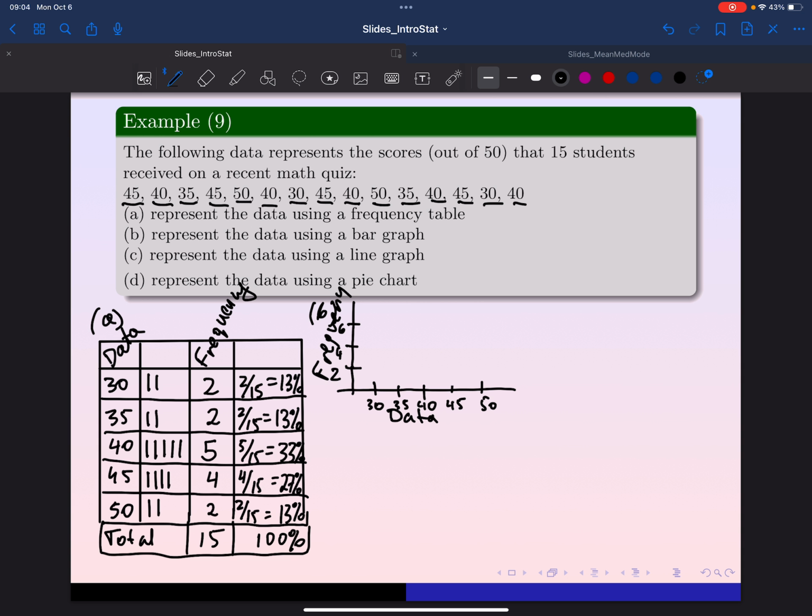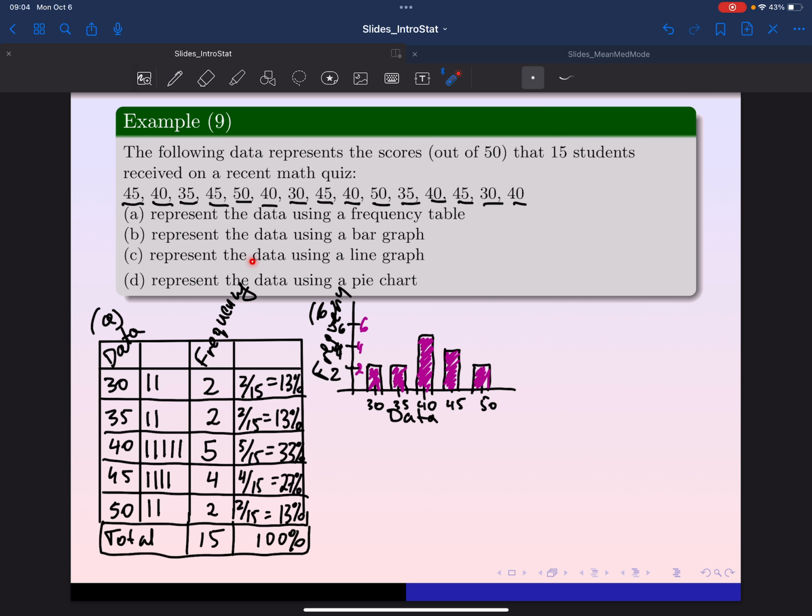So 30 shows up as 2, so that's my bar. 35 shows up as 2, that's my bar. 40 shows up 5 times, so that's my bar. 45 shows up 4, so 4 is right here, that's my bar. And 50 shows up again 2, that's my bar. So this is the bar graph, and we can color them to show nice bars. So this is called the bar graph that represents the numbers. So we have 2, 4, and 6 on that side.